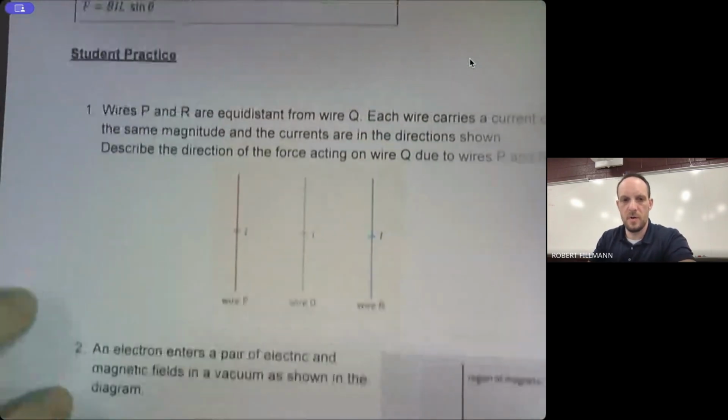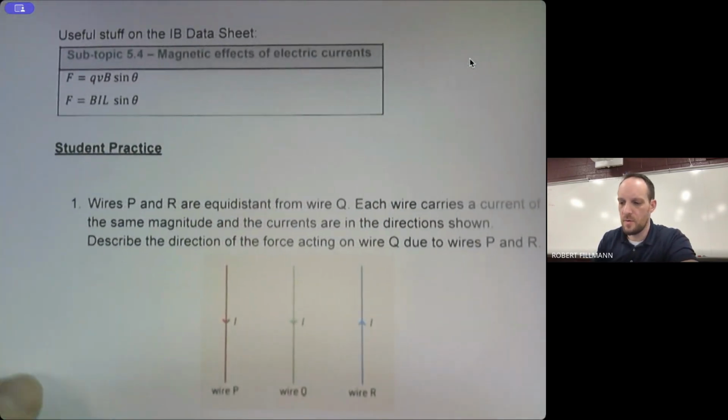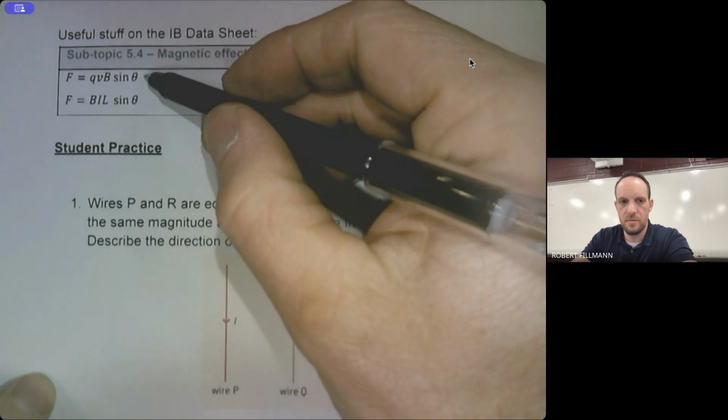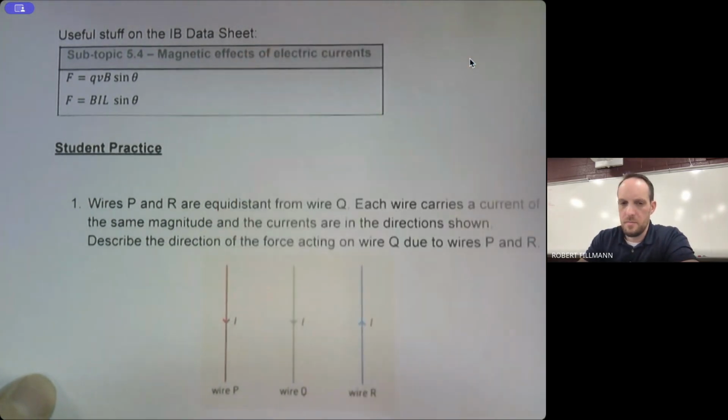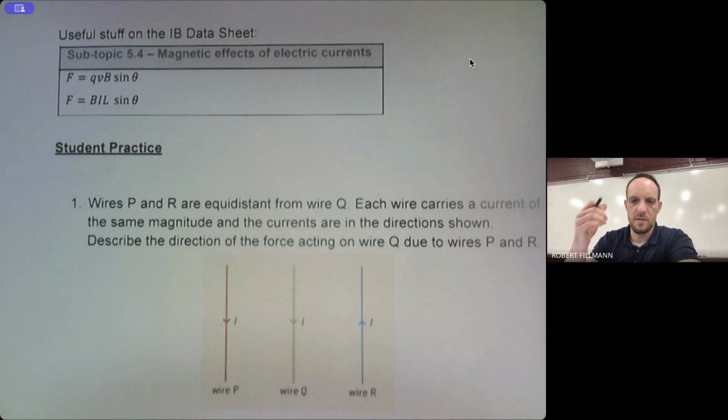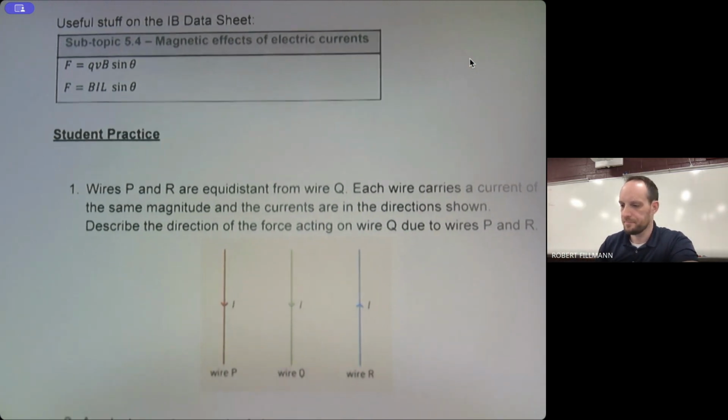Quickly noting what's on the IB data sheet, two new formulas. We have the formula for the force on a single charged particle and the force on a current. You're expected to know the right-hand rule, or in the case of a negative particle, the left-hand rule for pushing, as well as the gripping rule for figuring out which way the fields are from currents.